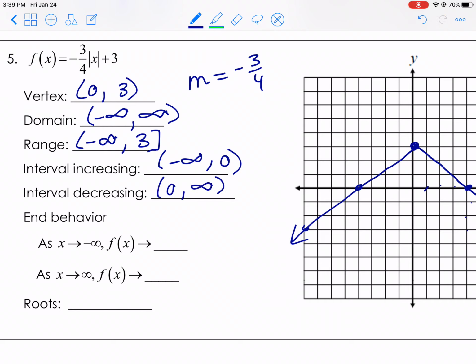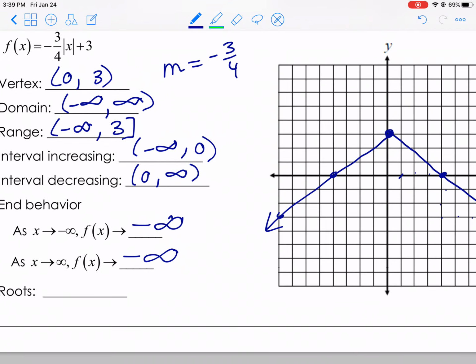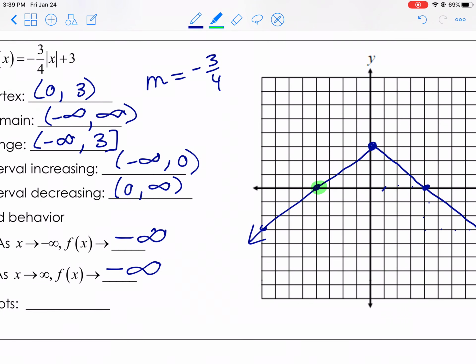The end behavior, as you look left, the function's going down. So that would be -infinity. And as you look right, the function's going down. So that's -infinity. The roots, or x-intercepts, or zeros, these are the numbers that occur there. I think in this case it's -4 and 4.